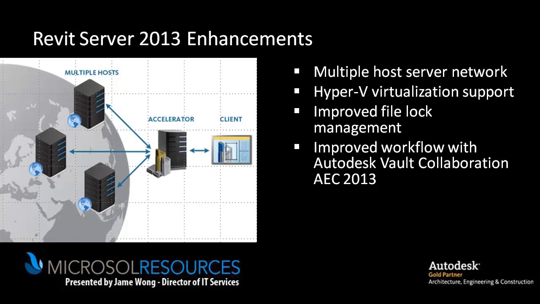So in 2012 and 2011, you can only have one host on the network. For 2013, this changes and you're now able to have multiple hosts. There's also support for virtualization technologies like Hyper-V, along with improved file lock management. For those of you using Vault Collaboration AEC, there's significant workflow improvements, so you want to check that out as well.